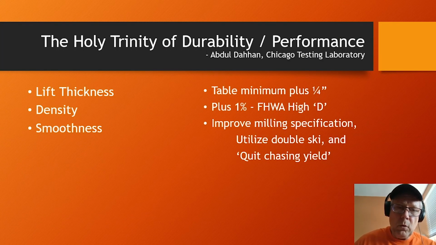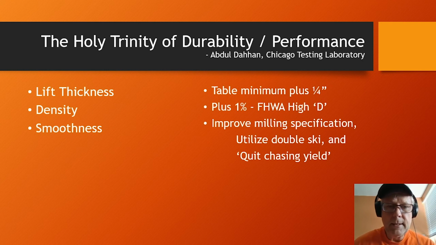So the holy trinity of success and durability, from a good friend of mine, Abdul An from Chicago Testing Lab. He says, Tim, give me lift thickness, give me density, give me smoothness, and we're going to make a road last a good long time. Make sure that if you publish tables that specify minimum lift thicknesses, that you're at least 1/4 of an inch over those. Consider increasing your density by 1% by following the Federal Highway Administration's recommendation on high density.